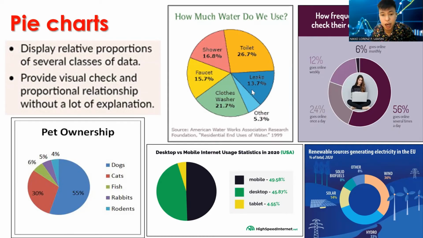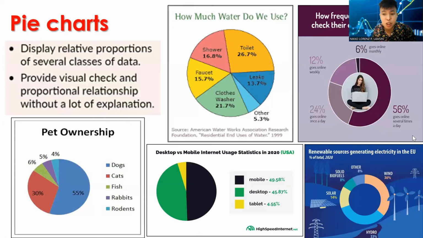The highest is the toilet, to be followed by clothes washer, shower, faucets, leaks, and others. So we can easily distinguish which portion is higher or lower because of the percentage and the area of the pie that it consumes. Second one, how frequently do teenagers check their online social media?